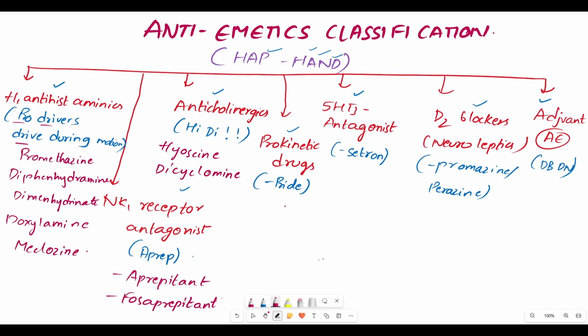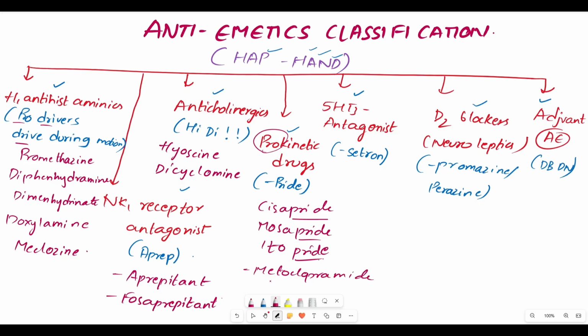Coming to the prokinetic drugs, because these drugs are pro, they have a lot of pride. Think like that. So just remember like that. One is cisapride, one is mosapride, then etopride. So any drug, if it is having pride in its ending, that means it comes under prokinetic drugs. There are some other examples under this. One is metoclopramide, and domperidone.